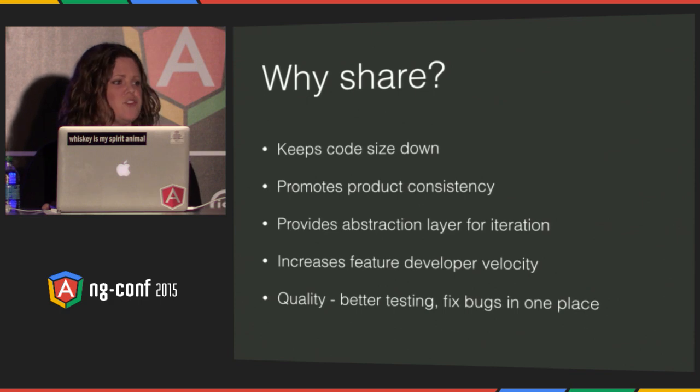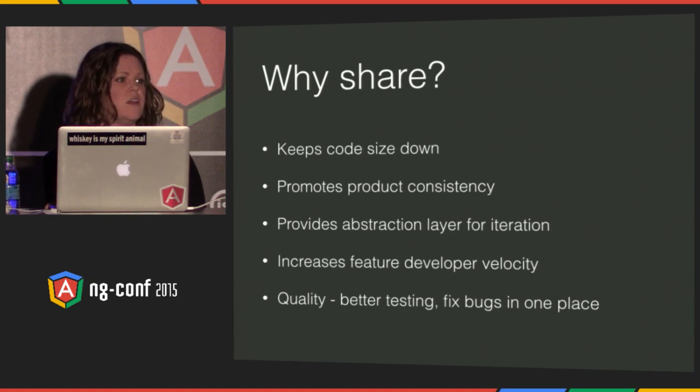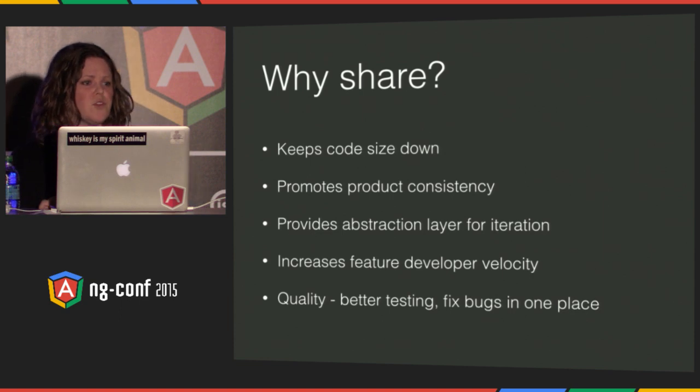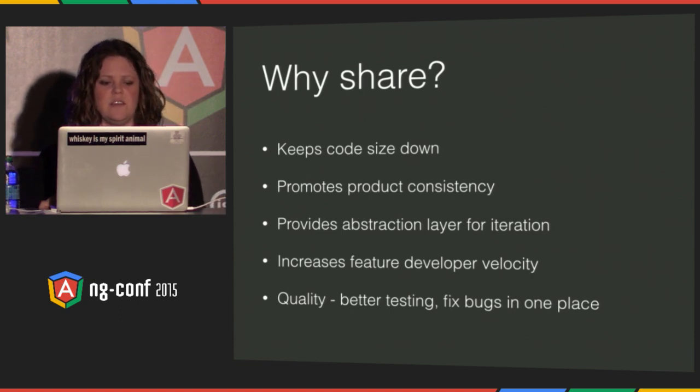It also gives us an abstraction layer that helps us iterate in the future. So if we want to make some sort of change, we can do it across the entire application in a coordinated way. It increases feature developer velocity. So if I'm a contributing developer, I don't have to start from scratch for every feature. I can use a number of services and directives that our team has already provided. It also improves quality. As you have more and more features using all of these different services, you get a lot more testing. And if you fix a bug, you can fix it across the entire product.